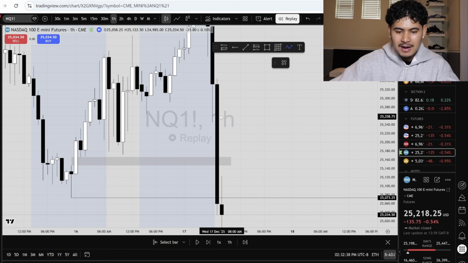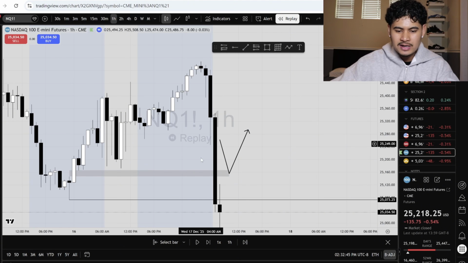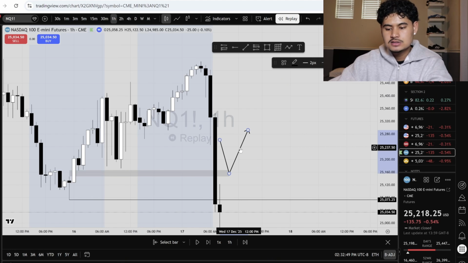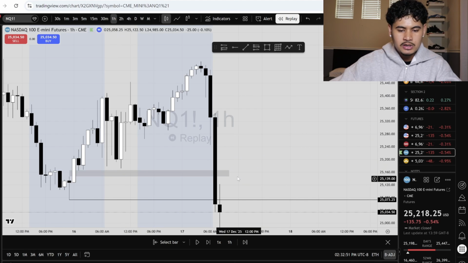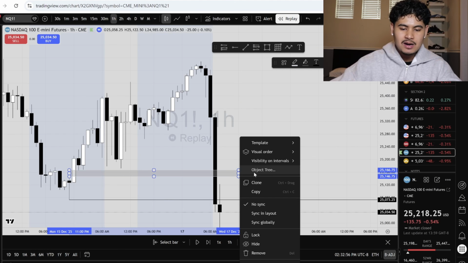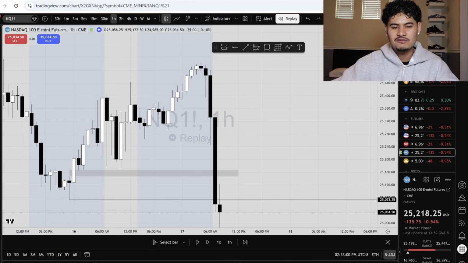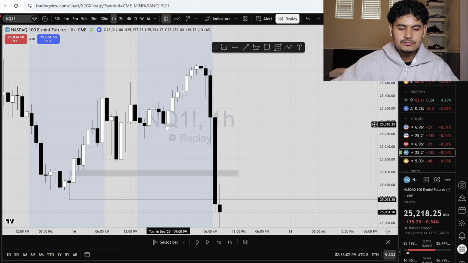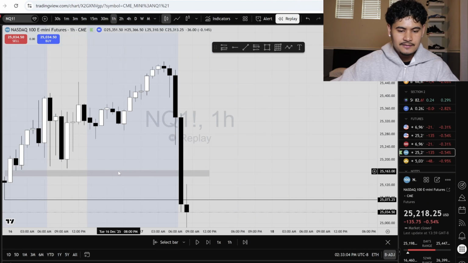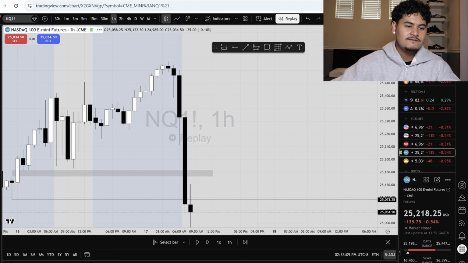Price might come to this draw on liquidity and reverse. What is the probability of that after seeing these strong candles trending lower to this strong liquidity? Not very probable, but it can happen. So I mark out this fair value gap, and I mark this as an inverse fair value gap. What is an inverse fair value gap? It is when price inverses this fair value gap. That is an inverse fair value gap.